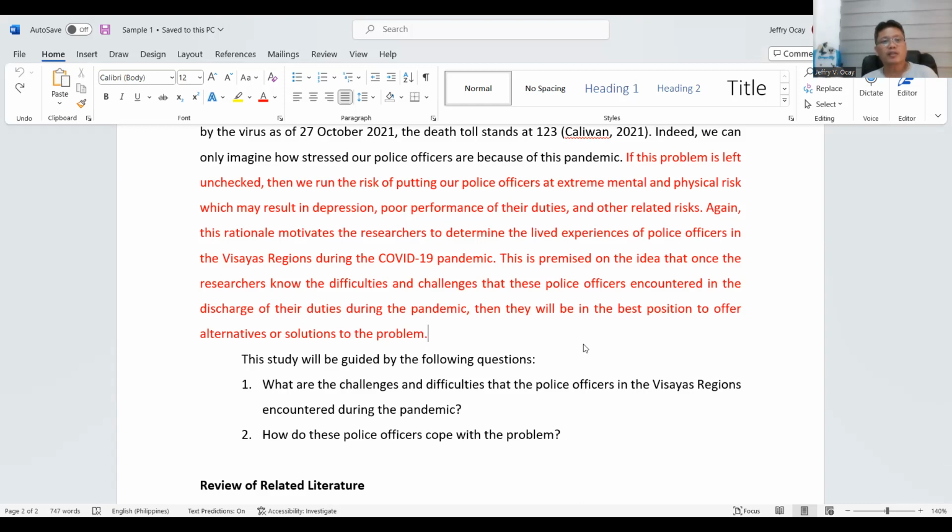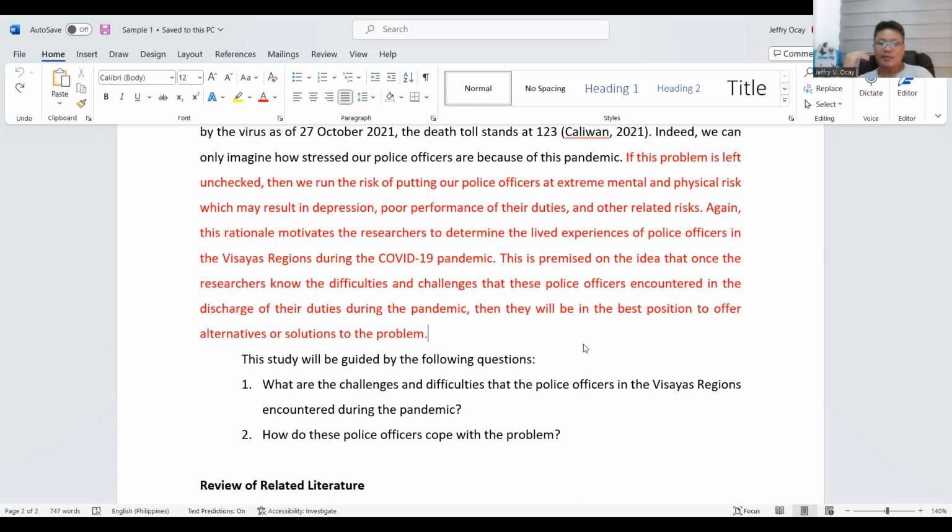Again, this rationale motivates the researchers to determine the lived experiences of police officers in the Visayas regions during the COVID-19 pandemic. This is premised on the idea that once the researchers know the difficulties and challenges that these police officers encountered in the discharge of their duties during the pandemic, then they will be in the best position to offer alternatives or solutions to the problem. That's our thesis statement. Take notes.